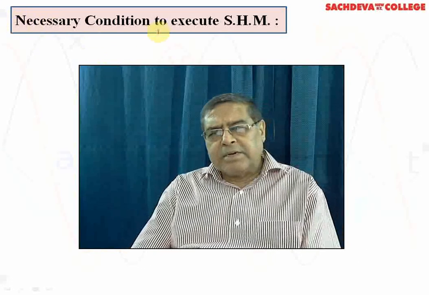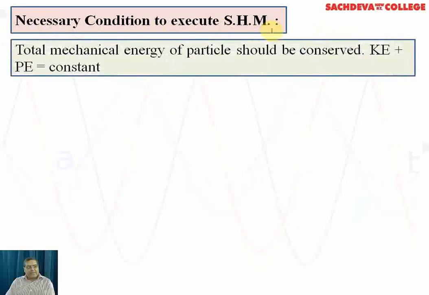Now, necessary conditions to execute SHM. Total mechanical energy of the particle should be conserved. That is, kinetic energy plus potential energy must be constant. This is called the law of conservation of energy. That is, a pendulum bob or any particle executing SHM is obeying the law of conservation of energy. That is, the two energies are added up and they remain constant.